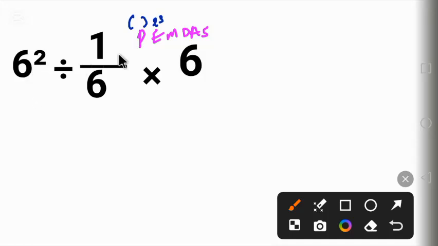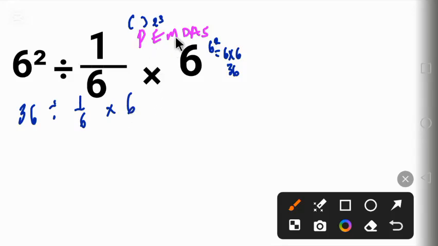6 squared means 6 times 6, and 6 times 6 is 36. So we'll have 6 squared here to be what? 36. Divided by 1 over 6 times 6.